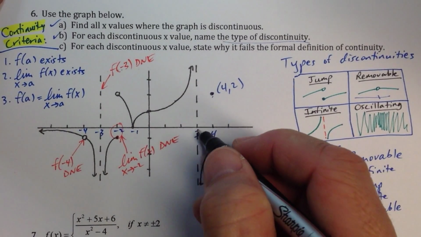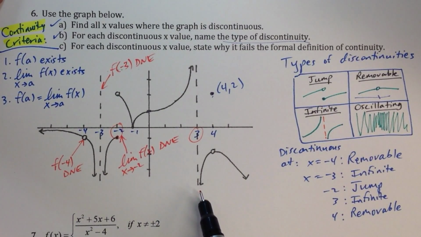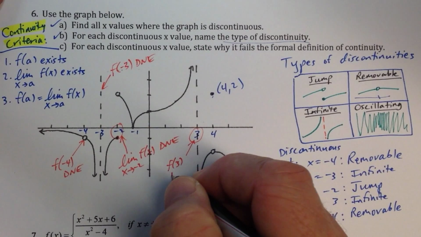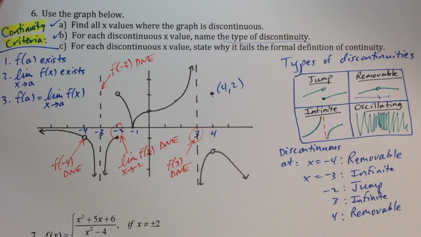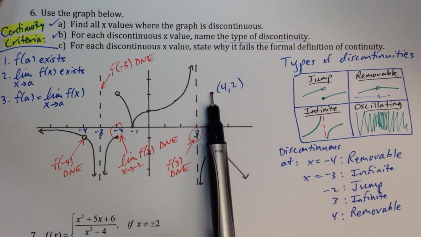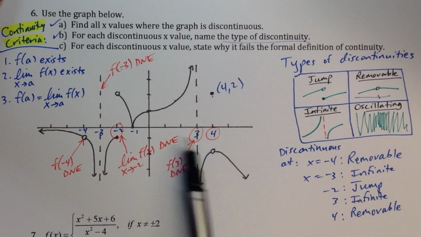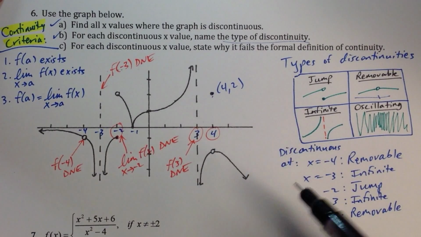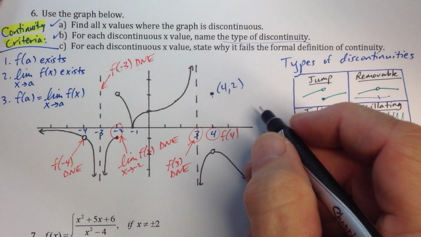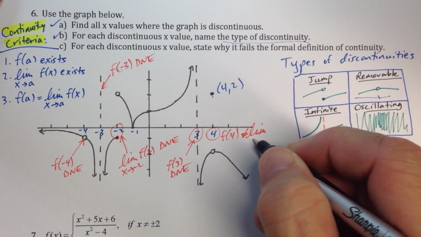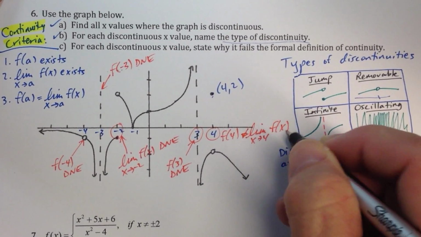So at 3 we can see we have an infinite discontinuity, and we can also see the function doesn't exist at 3, so we would say here that f of 3 does not exist. And then 4, this is the best one, because you have to get all the way to the third one, because you can see that f of 4 does exist. We already talked about that. We can see that the limit exists. We talked about that as well. But for the function to be continuous, the limit has to equal the value of the function, and so we would say f of 4 does not equal the limit as x approaches 4 of f of x.